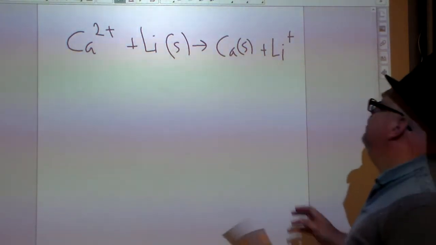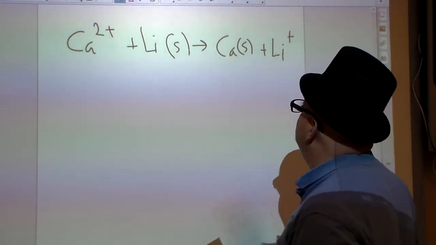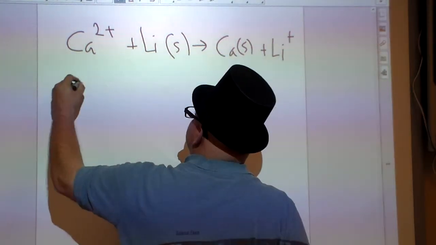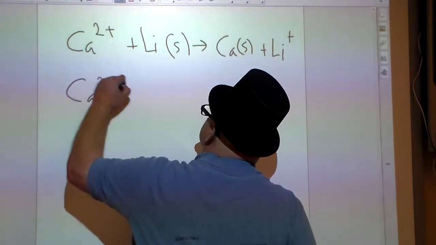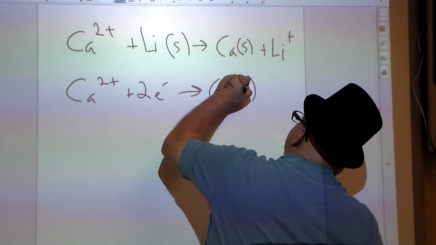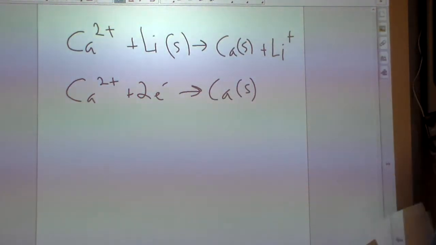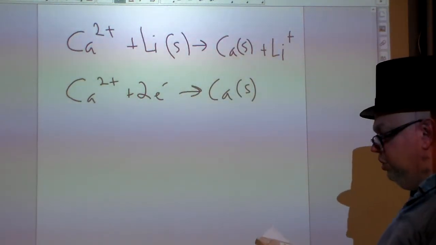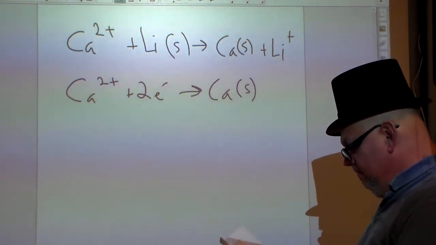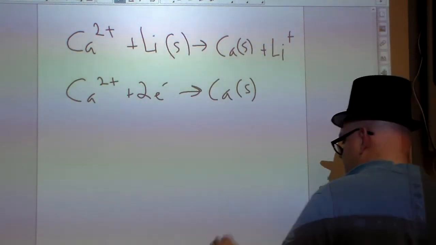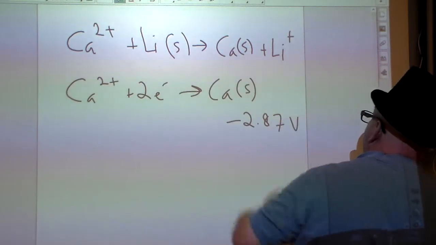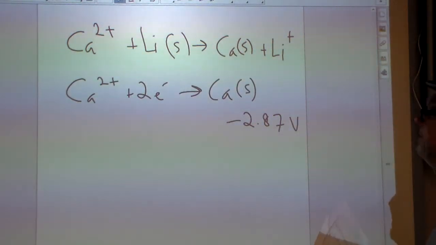Now, in this case, when we look at our half reactions, what you're going to find, ladies and gentlemen, is that we're going to have calcium 2 plus 2 electrons is going to get us our calcium that's solid. And we can look at our standard reduction potential. I'm going to speed up a little bit because you guys should be comfortable with this right now. And that's going to be a negative 2.87 volts. That's what we've got going for us.